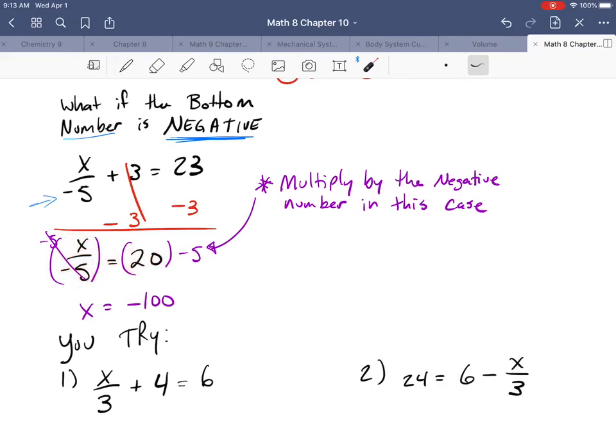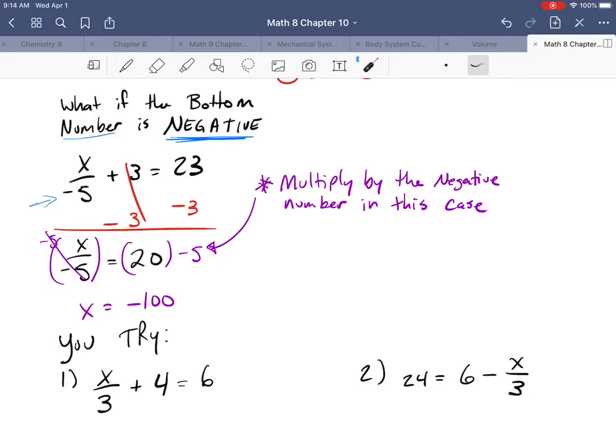Okay, now brackets around the fraction. You've got to put this negative 5 and multiply it to itself to be able to cancel it. So on the other side, you're going to go 20 times negative 5. So x equals negative 100 because 20 times negative 5 is negative 100.